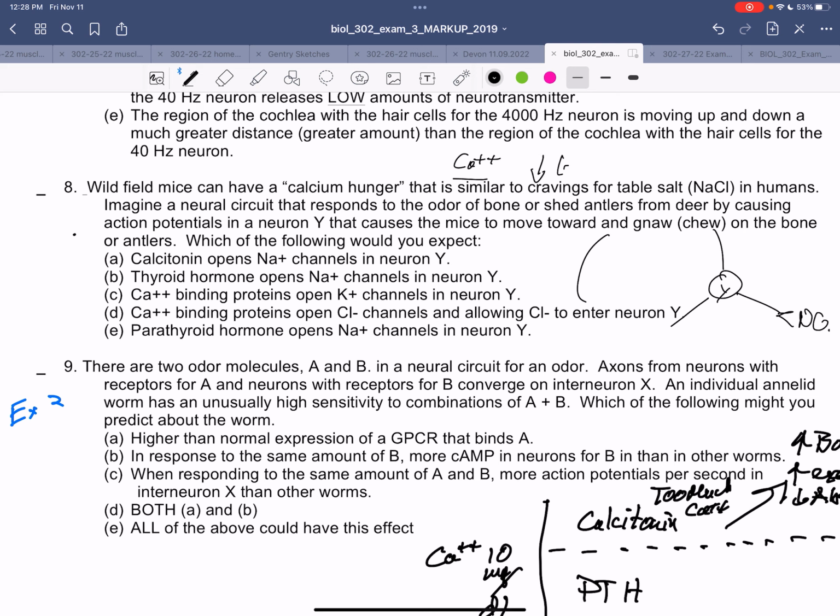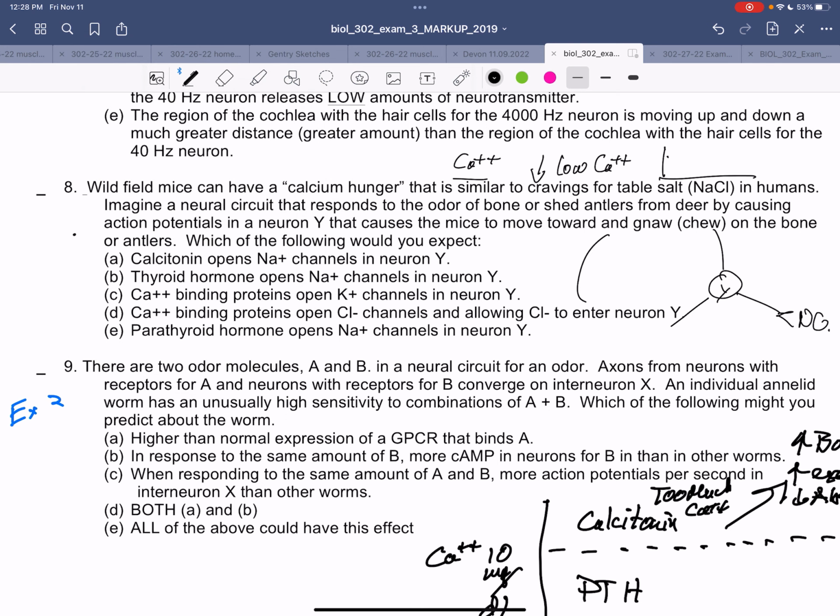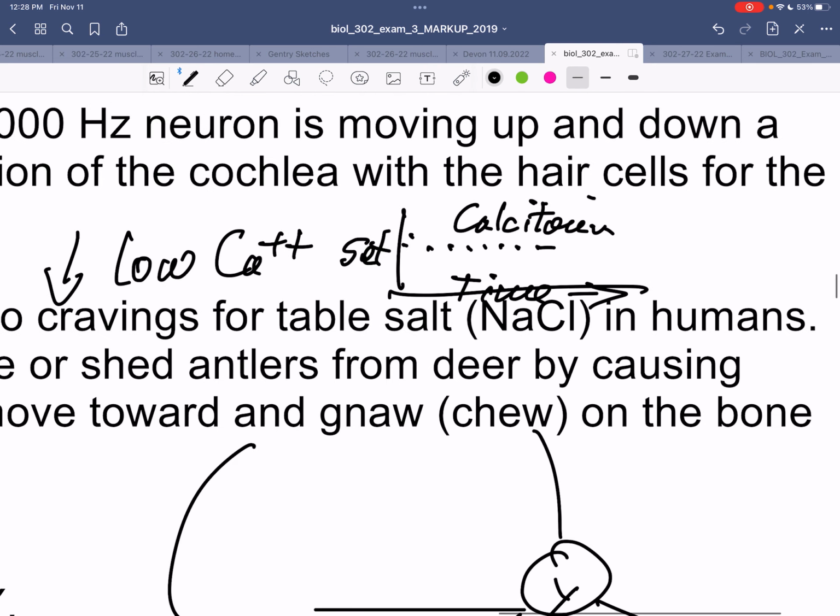And of course, when would you expect calcium hunger? It would be when there's low calcium in the blood. Well, that suggests this might be connected to calcium regulation. So I might quickly jot a little sketch here. Here's the set point. And this is change over time. When we have excess calcium, that's calcitonin secretion. And when we don't have enough, that's PTH secretion.